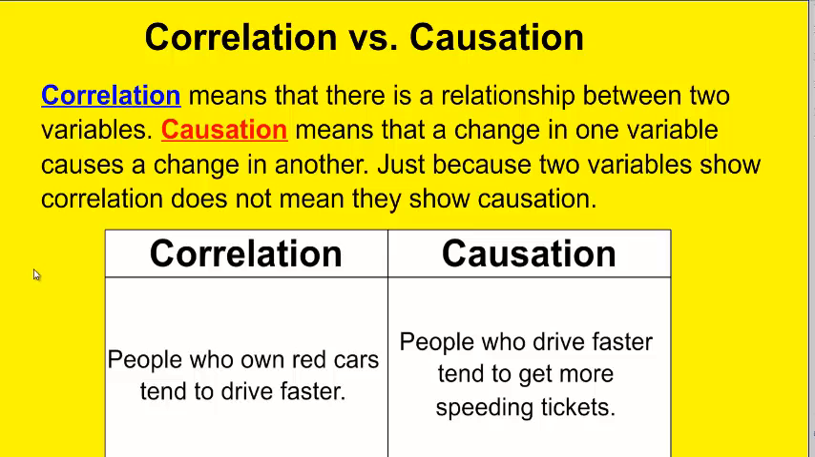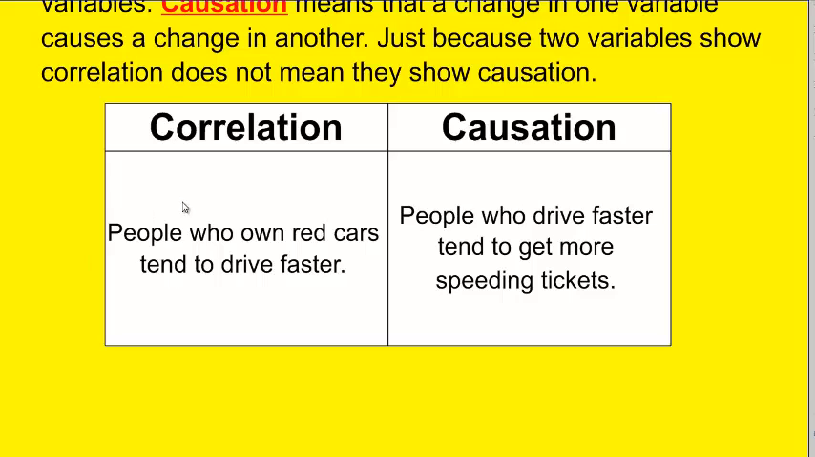The third thing we want you to get out of this is correlation versus causation. Correlation means that there is a relationship between two variables. Causation means that a change in one variable causes a change in another. Just because two variables show a correlation does not mean that they show causation.